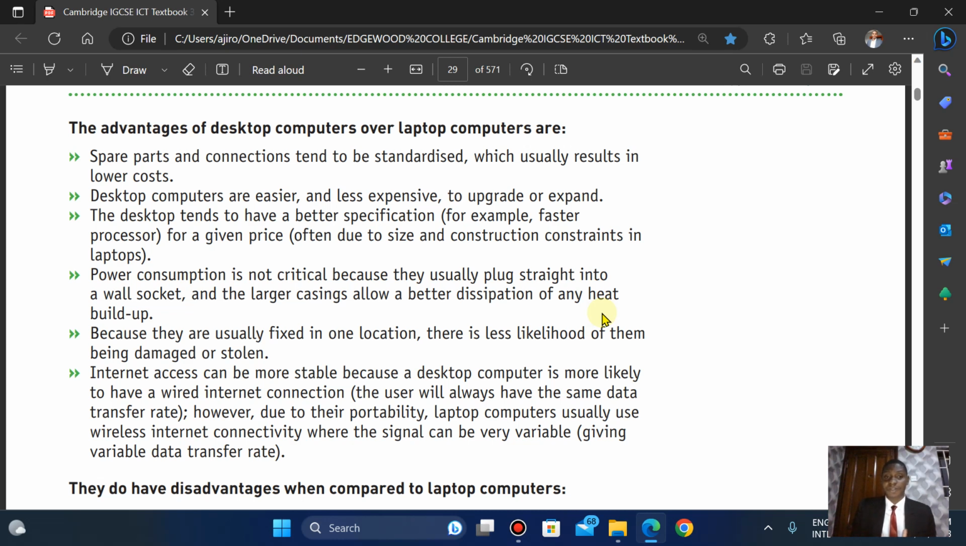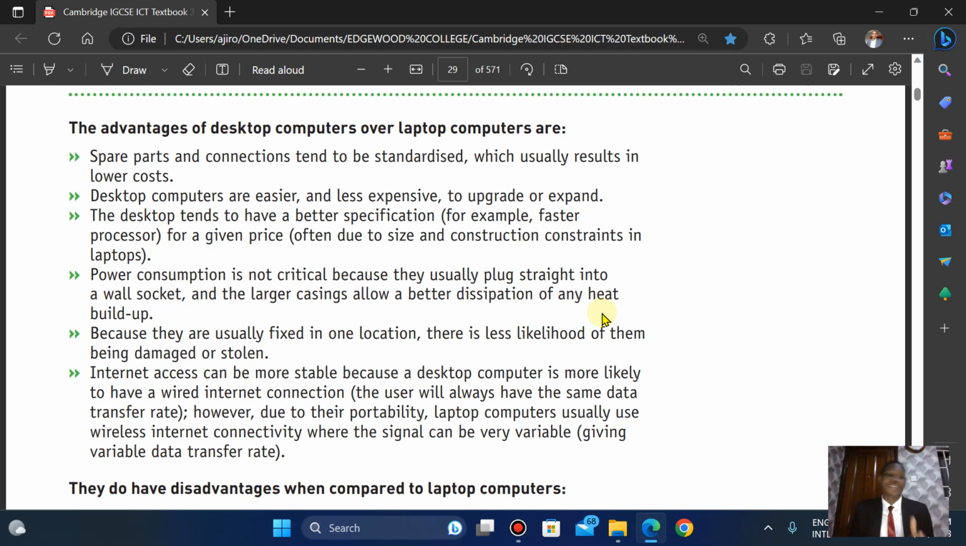Now, talking about the spare parts, for desktop computers it's easier to just replace any damaged parts or to upgrade them, unlike the laptop that is embedded. So it's easier for the desktop. Desktop computers are easier and less expensive to upgrade and expand. Desktops tend to have a better specification. For example, you could decide to get a faster processor for a given price. But your laptop comes with it embedded, right? So it's not everything you can change on the laptop.